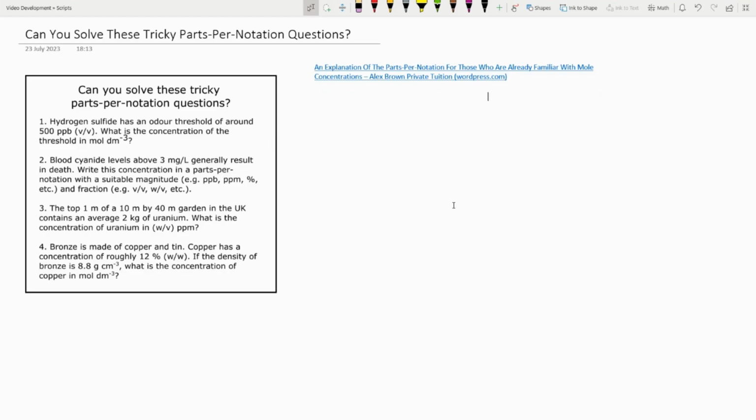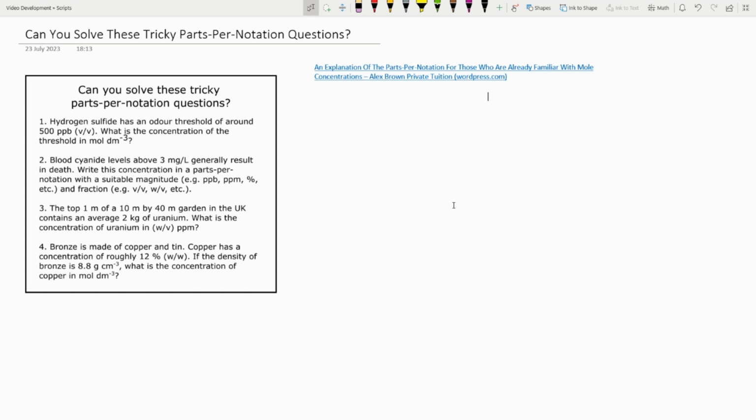In this video, I'm going to go through the first of my tricky parts per notation questions. The first one reads, hydrogen sulfide has an odour threshold of around 500 parts per billion V over V. What is the concentration of the threshold in moles per decimeter cubed?